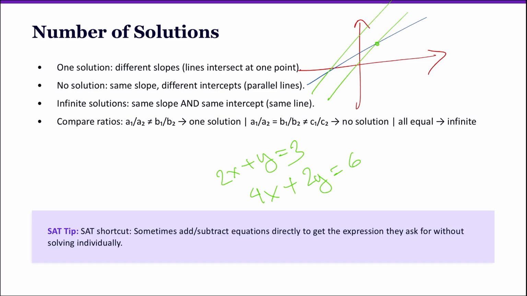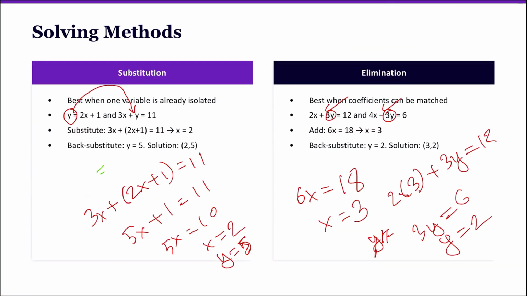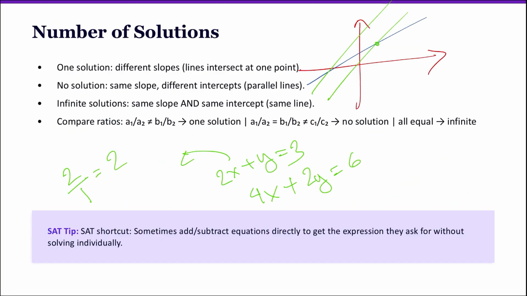For example, in this one, what's the x coefficient? 2. What's the y coefficient? 1. 2 over 1. Whoopsies. That would be 2. What about this one? Here, the x coefficient is 4, the y coefficient is 2. That again gives us 2. That means these two lines are parallel.